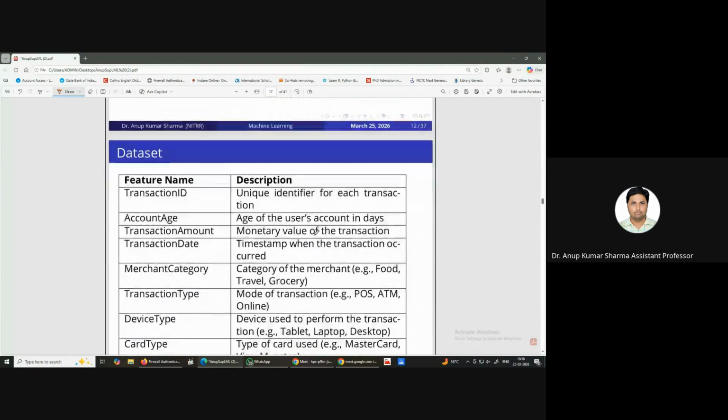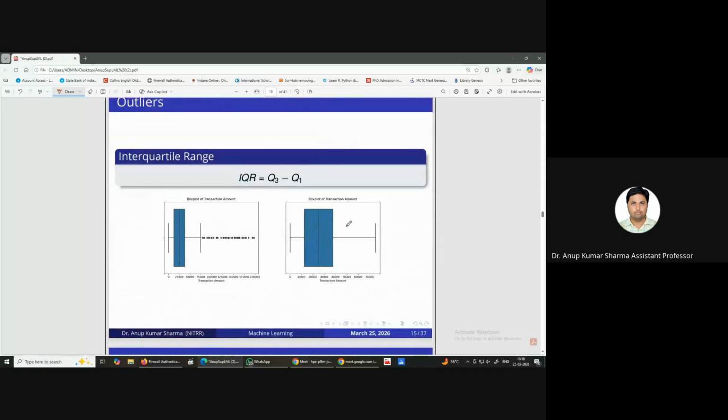So we have already shown this part. This part is about cleaning the data.